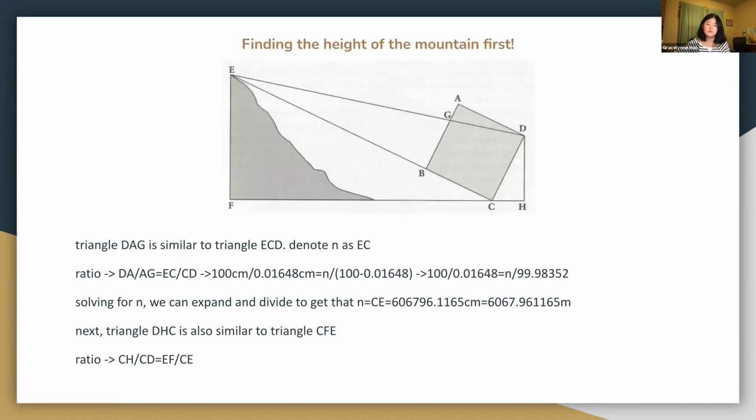Okay, so next he also found, and some of you pointed out, that triangle DHC is similar to triangle CFE. And this was actually really smart because now he does know EC, and all of these measurements that he can find are mostly relative and easy to measure out. So the next ratio he pulled from this was CH over CD is equal to EF over CE. So CH over CD is equal to EF over EC, and now the end is kind of in sight.